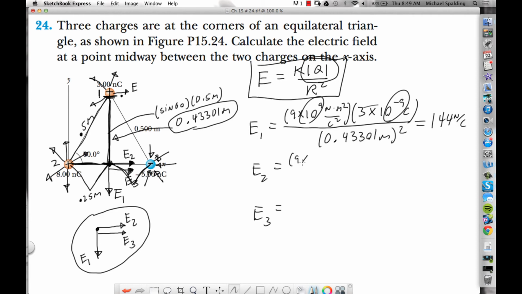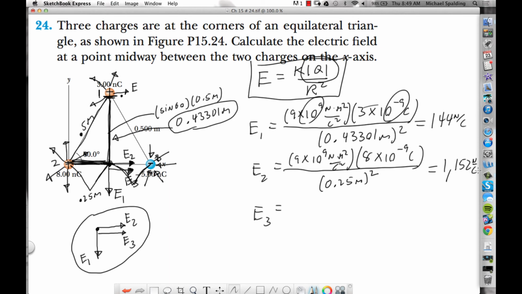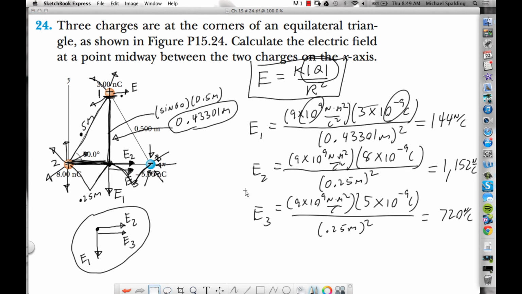All right, electric field 2. 9 times 10 to the 9th newton meter squared over coulomb squared. Charge 2 is 8 times 10 to the negative 9. And the distance here is 0.25, half of the side of the triangle, which is 0.5. Make sure you square it. I can't tell you how common it is where kids forget to square. You gotta square your distances, because that's what the equation says. This comes out as 1,152 newtons per coulomb. And then lastly, 9 times 10 to the 9th, times 5 times 10 to the negative 9, over 0.25 squared. This comes out as 720. So we've calculated each of the electric fields.